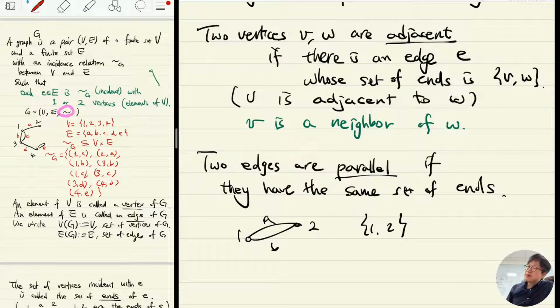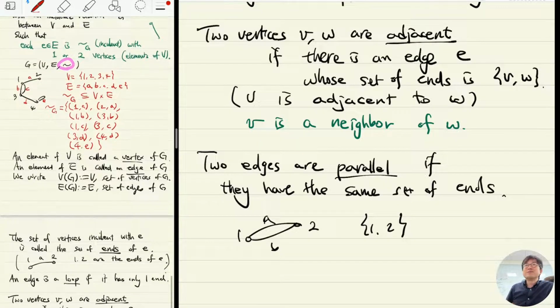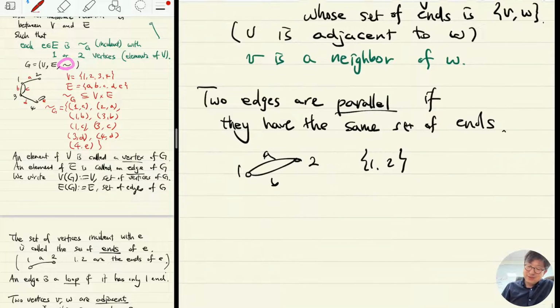Now, we have defined the incidence relations. A is incident with 1, 1 is incident with A, and we defined the adjacency relations: 1 is adjacent to 2. We said what a loop is, what a vertex is, what parallel edges are, and neighbors. So we defined most of the terminology for describing graphs, and this is what we're going to use for this whole course.